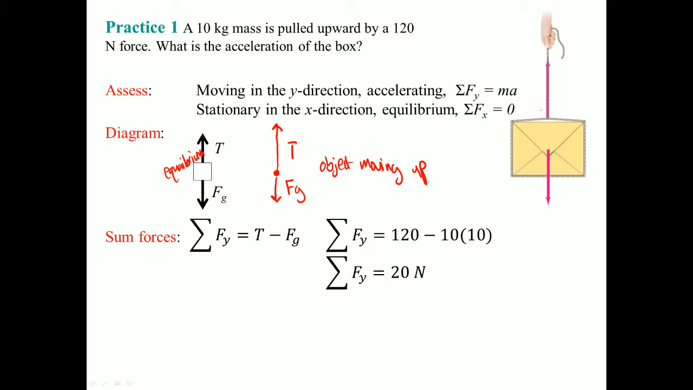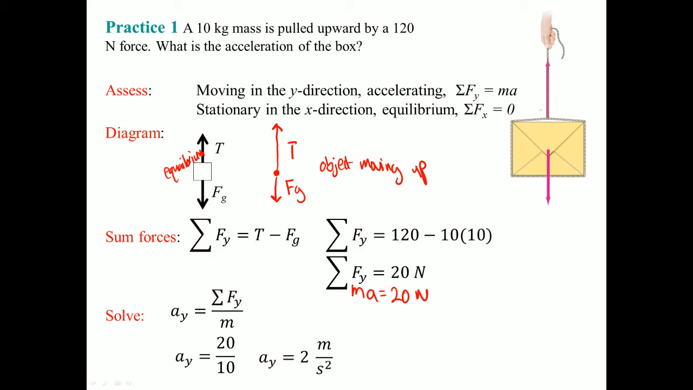We plug it in. I got my summation of forces in the y direction equals 20 newtons. Now I plug it in because I'm trying to solve for a. This is going to be equal to mass times acceleration, which equals 20 newtons. Now just divide this by the mass. I saw that my a is equal to 2 meters per second squared. So this is the acceleration in the y direction, which is also the system.